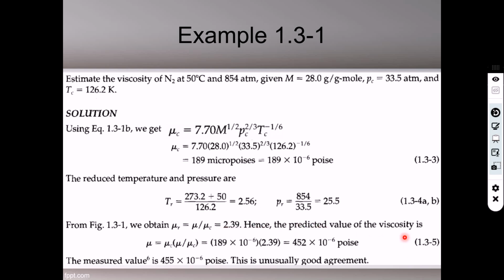And hence the predicted value of viscosity is this UC multiplied by the UR, and get U, right? So UC multiplied by UR, get a U. So the measured value is from some literature, okay? We cannot get a measured value from the equation. It's from literature. And then he said this is close enough, all right? Okay, great.